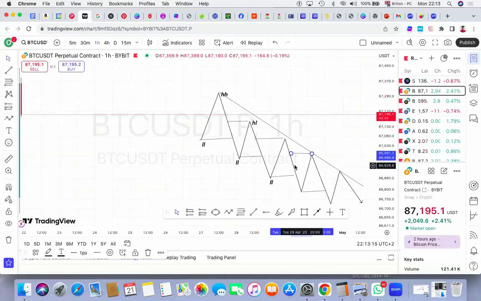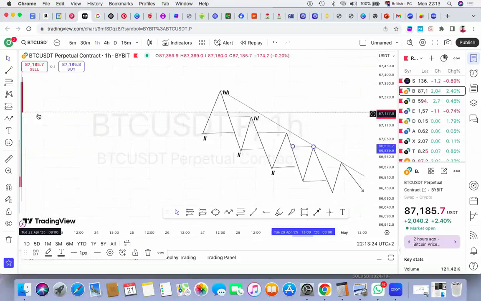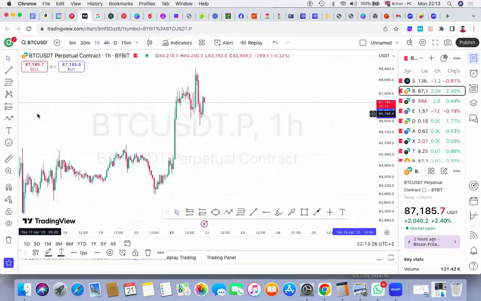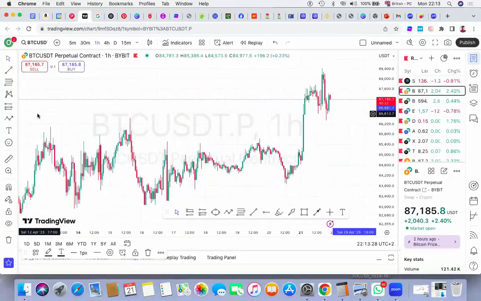So on and so forth. And there are breaks in these structures to the downside. So, and this is what we refer to as a downtrend. And I'll give you a real life example of it here on the chart.